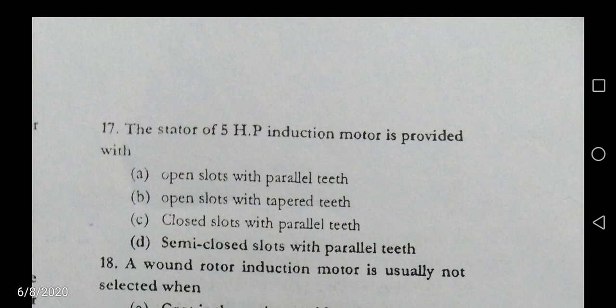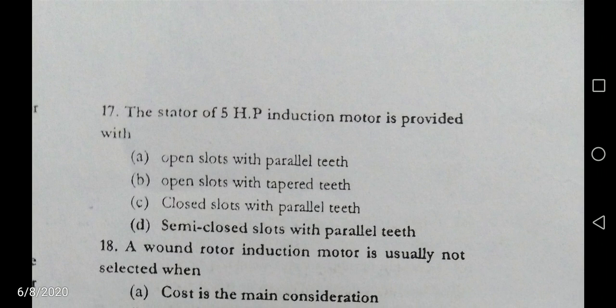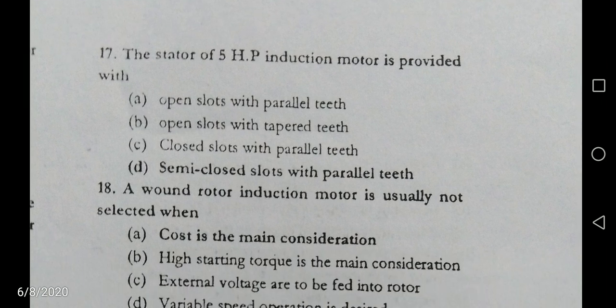Seventeenth question. The stator of a 5 HP induction motor is provided with: A, open slot with parallel teeth. B, open slot with tapered teeth. C, closed slot with parallel teeth. Option D, semi-closed slot with parallel teeth. So 5 HP means it is a medium rating machine, and semi-closed slots with parallel teeth are provided.